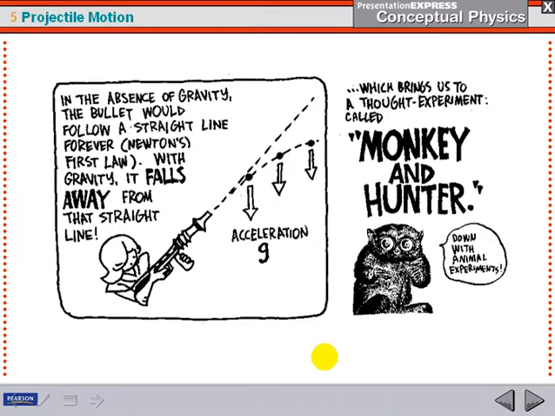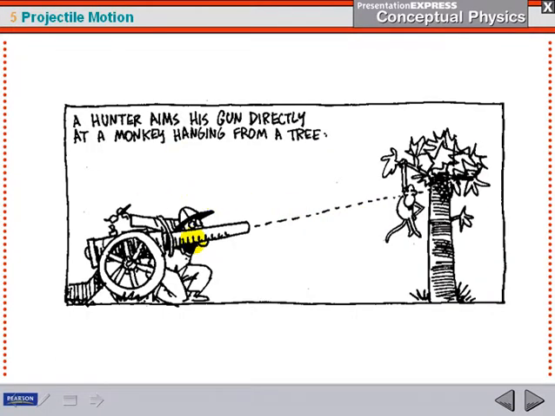Now, this is an interesting little thought problem. They call it a thought experiment, called the monkey and the hunter. You can see that this person has a gun, and if she shoots a projectile on an idealized path, the bullet is going to fall below the idealized path. What we're going to do is a little experiment where you have a hunter who's trying to shoot a monkey in the tree. So he aims his gun directly at the monkey.